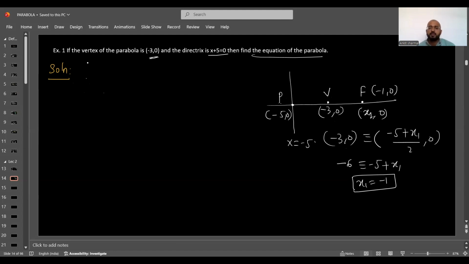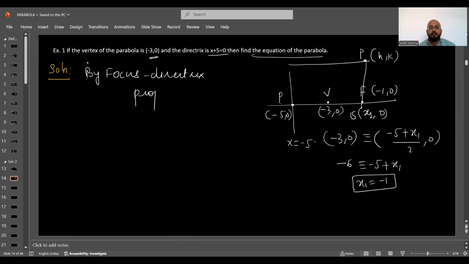Now we know the focus and we have the directrix, so I can get the equation of the locus. Say the locus point is (h, k). The focus directrix property states that SP = PM. By the focus directrix property, I'll have SP = PM; for simplicity I'll call the foot point P dash. This is our property. So SP is what? The distance of (-1, 0) from (h, k).